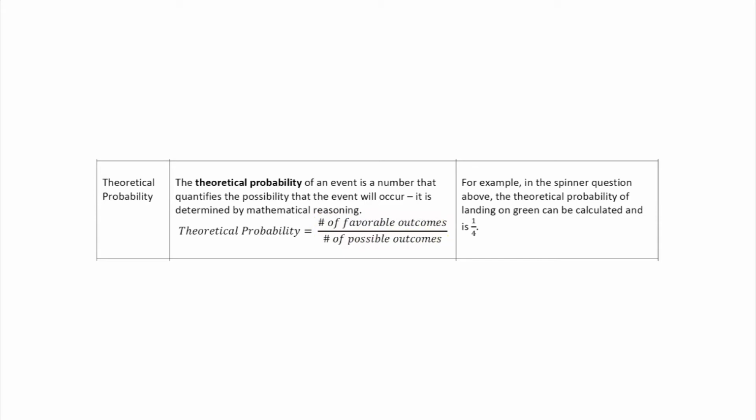So again, going back to our spinner example, the theoretical probability of landing on green can be calculated as 1 in 4 because there's one green segment and it's equal to 1/4 of all the spinning space. If we asked what's the theoretical probability of landing on green or blue, then there are two segments that give us a possible solution, so then it would be 2 out of 4.